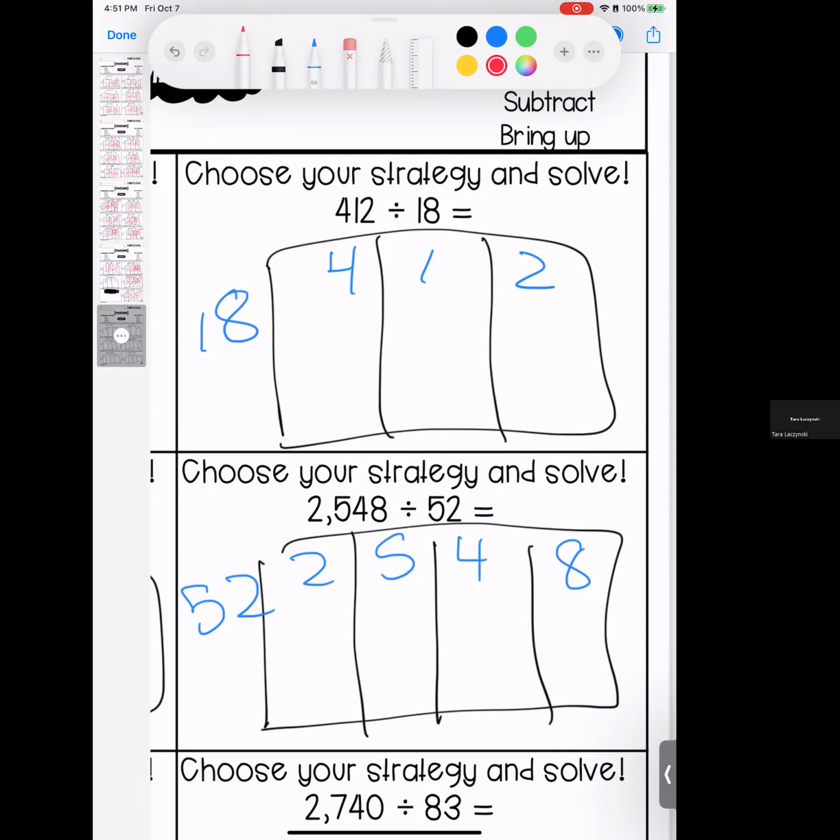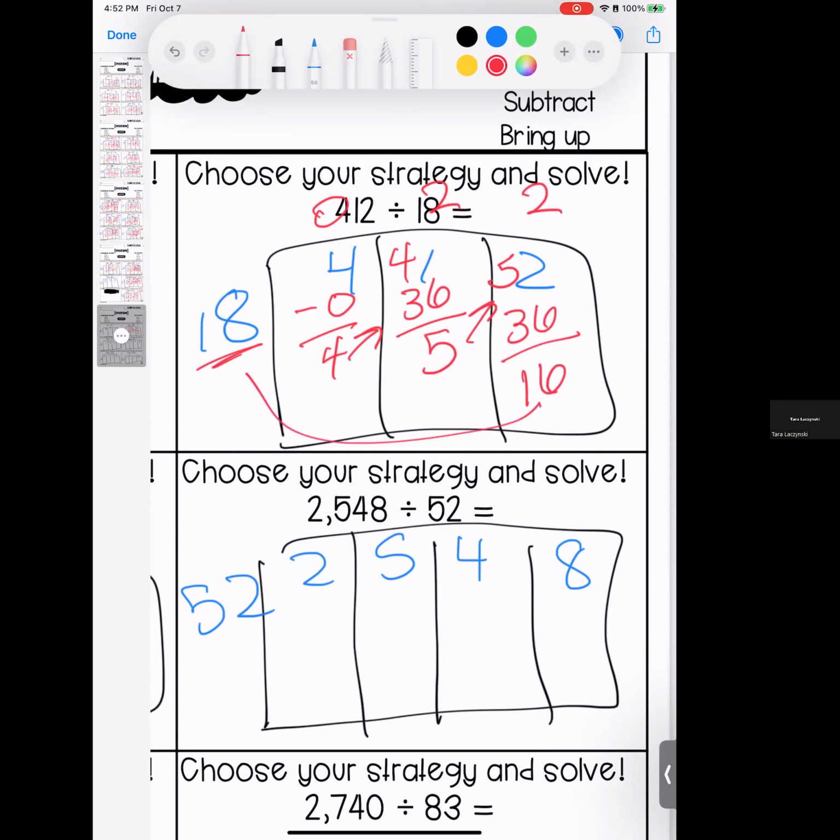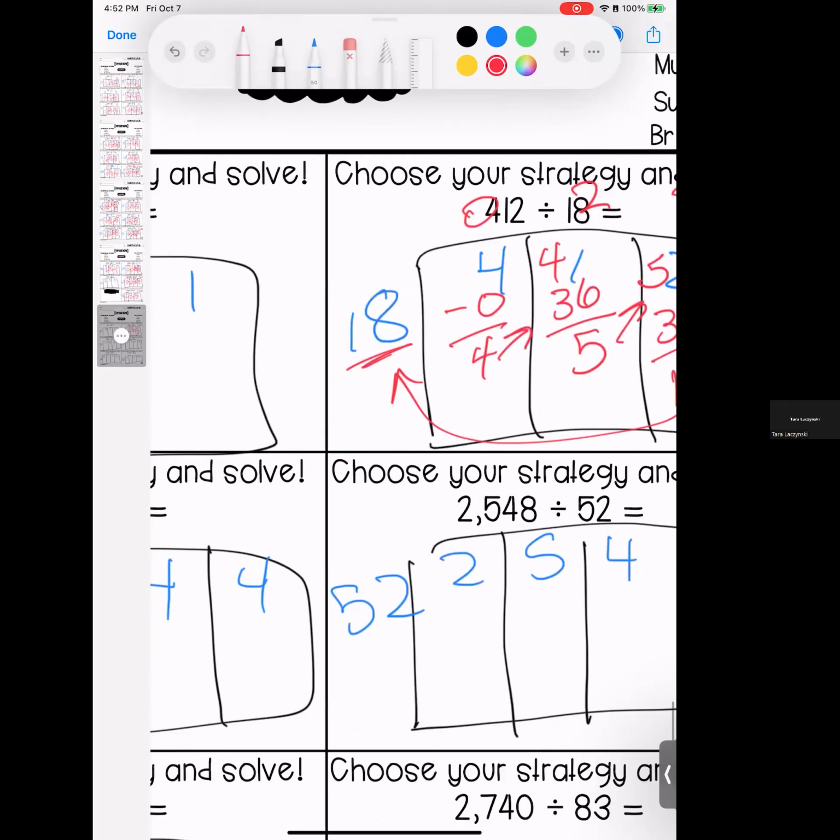We are dividing 18 into 412. 18 does not go into 4, but it does go into 41 2 times. 2 times 18 is 36. When I subtract that from 41, I get 5. I bring it next door. 18 goes into 52. The closest I can get is 2, which gives me 36. When I subtract, I'm left with 16, which feels big, but it's smaller than what we're dividing by. Our answer is 22 with a remainder of 16.